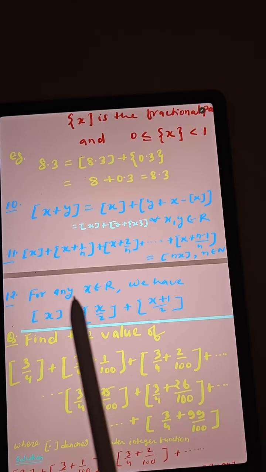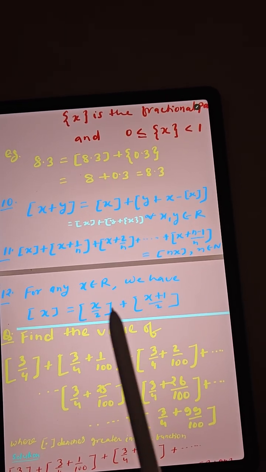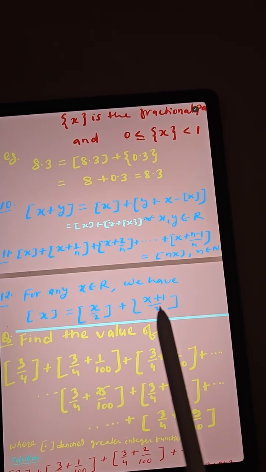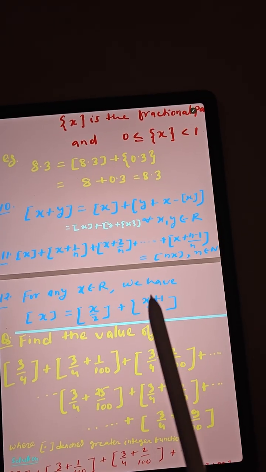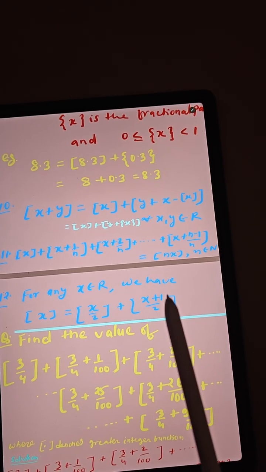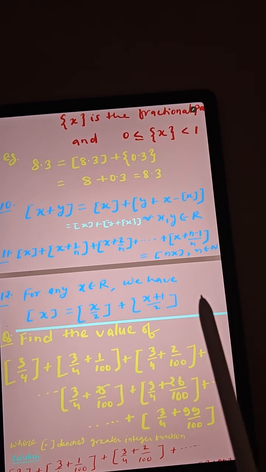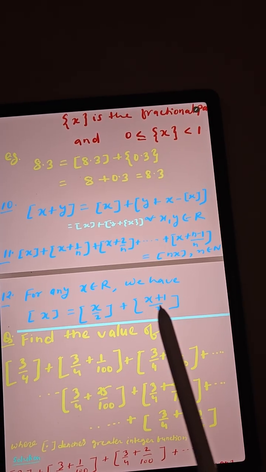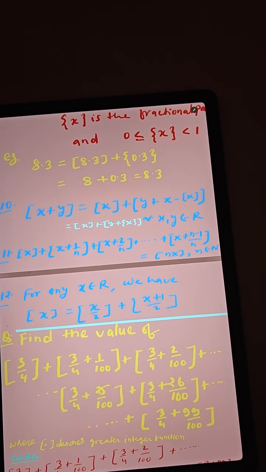Similarly, for any real number x belonging to R, we have that the greatest integer function of x can be written as the greatest integer function of x by 2 plus the greatest integer function of x plus 1 by 2. How does it happen? You understand. This is x by 2. This is x by 2 plus half. Yes or no? So it will come out as the greatest integer function of x by 2 plus half as the output of the greatest integer function. So x by 2 plus x by 2 will give you x. So for that reason, thank you.